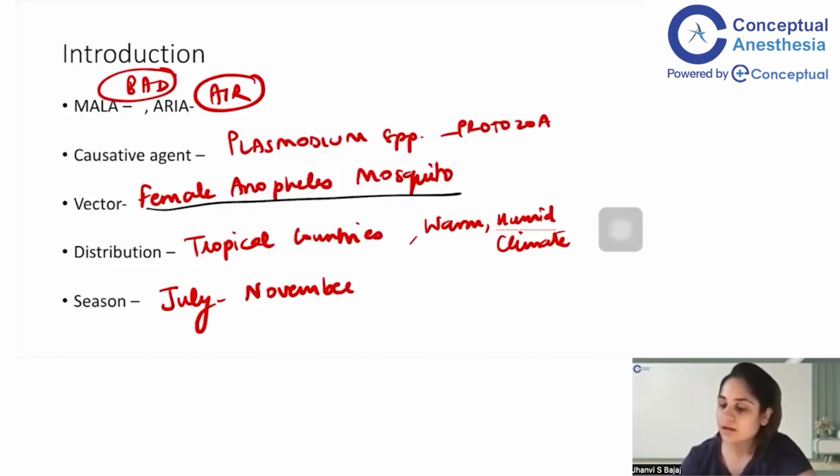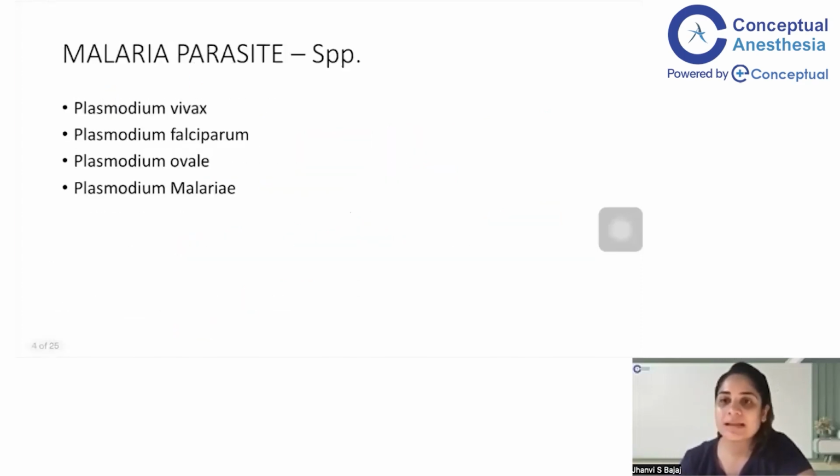All right. So when we talk about the malaria parasite, there are four very prominent species that we should know of. One is Plasmodium vivax, Plasmodium falciparum, Plasmodium ovale, and Plasmodium malariae. All four of them cause malaria. Now, they can ask you in the exam which is the most common Plasmodium that causes malaria in India. Because in India, when you check for malarial antigen, you don't check for antigens for all of these. So the most common Plasmodium species that causes malaria is Plasmodium vivax.